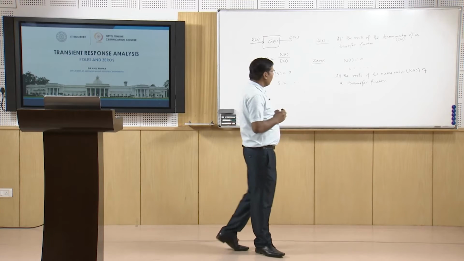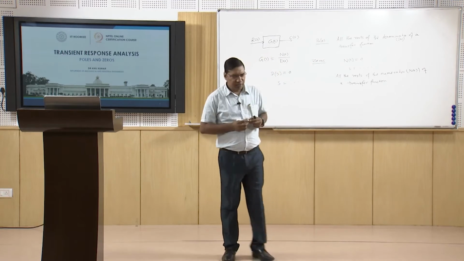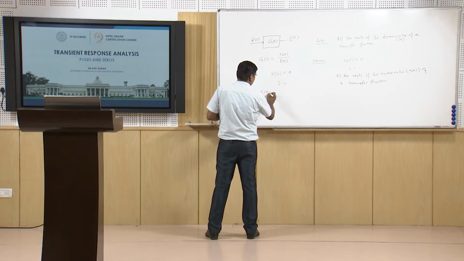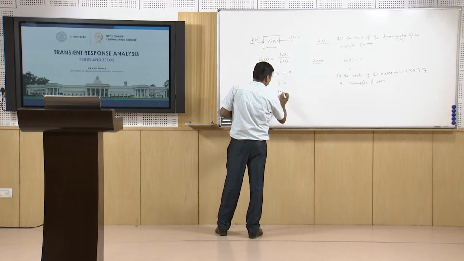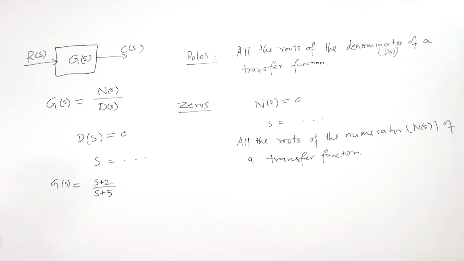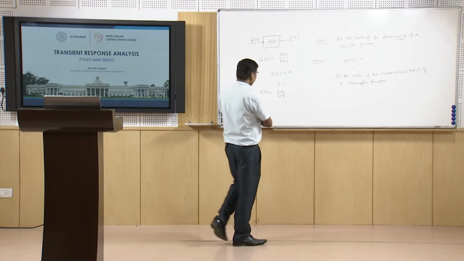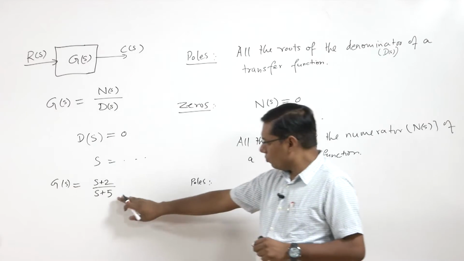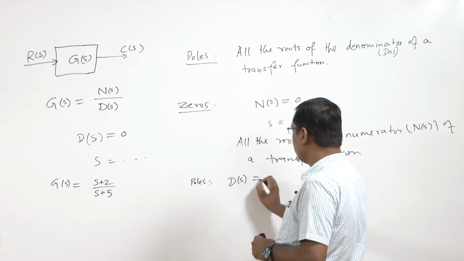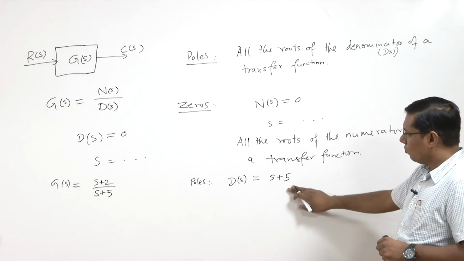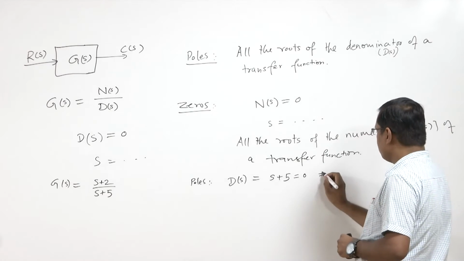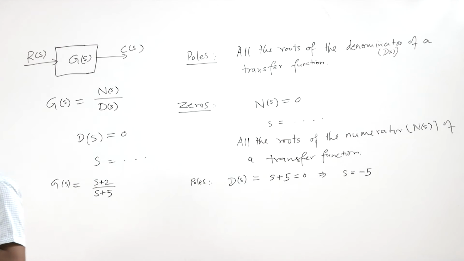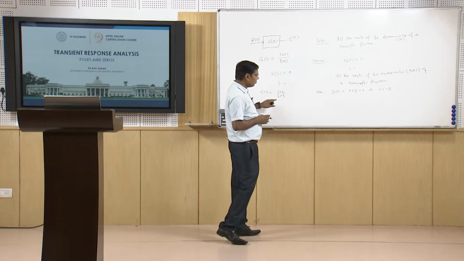So here we have defined the poles and zeros. Let's take one example. Let's take G(s) equal to (s plus 2) upon (s plus 5). So we want to know the poles. To calculate the poles, we take the denominator D(s) equal to s plus 5, and that equal to 0. This implies that s equal to minus 5. So s equal to minus 5 is a pole of the system or of the transfer function.